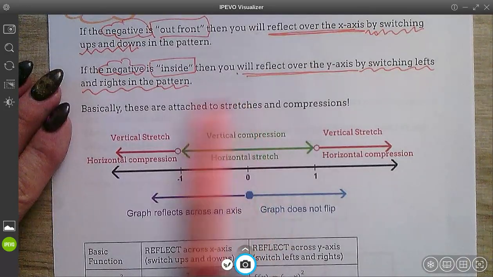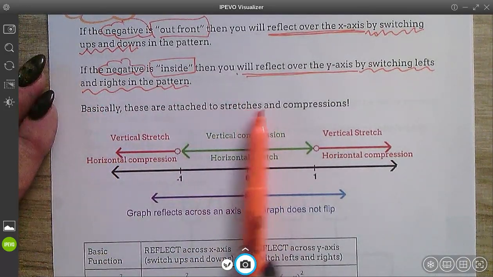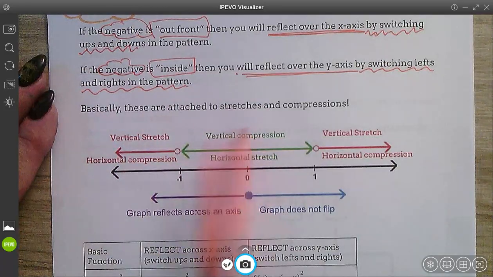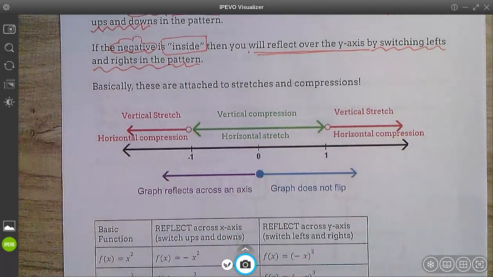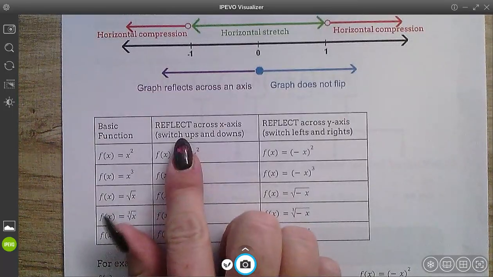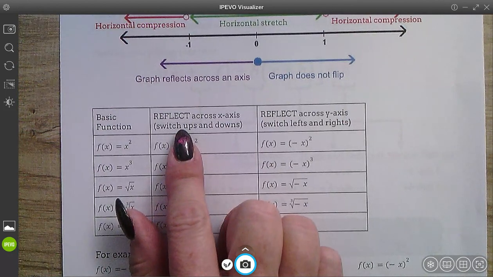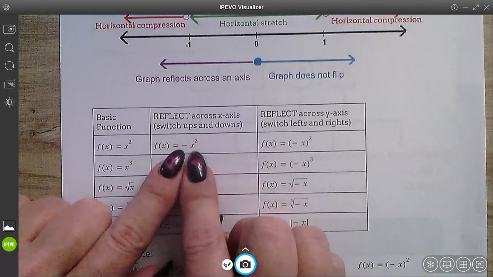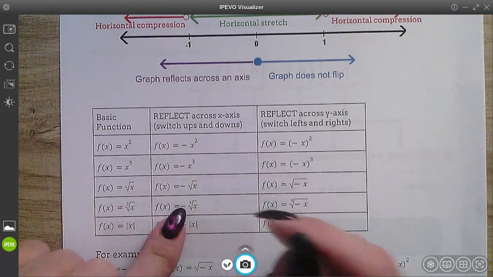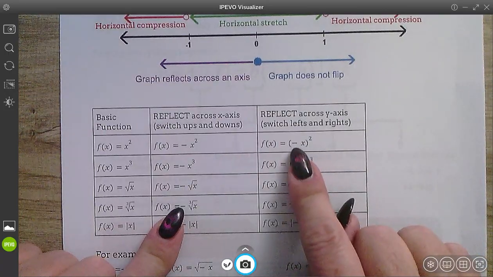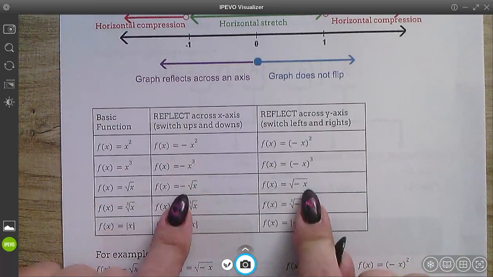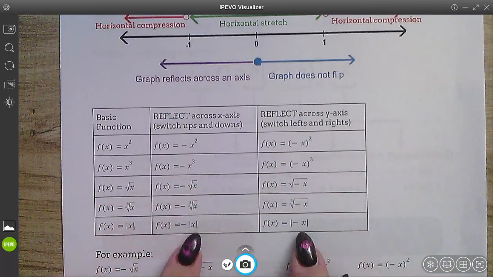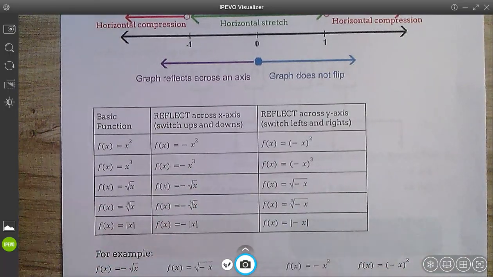So I have the other end of the spectrum here. If your number is negative, then you're going to reflect across an axis. If your number is positive, the graph is not going to flip. So here's what it looks like. If you're reflecting across the x-axis, which means you switch your ups and downs, then the number will be out in front. But if you're reflecting across the y-axis, which switches your lefts and rights, the number will be inside the parent function or basic function equation.